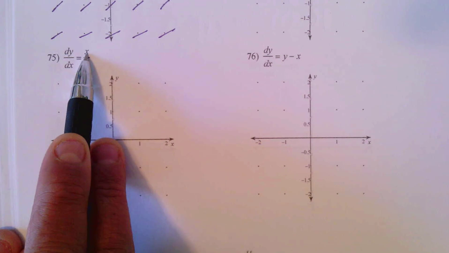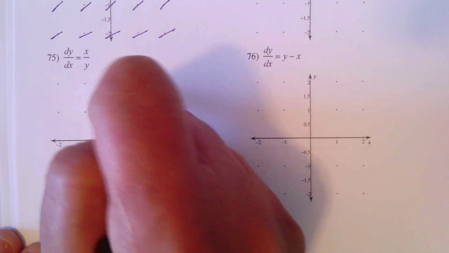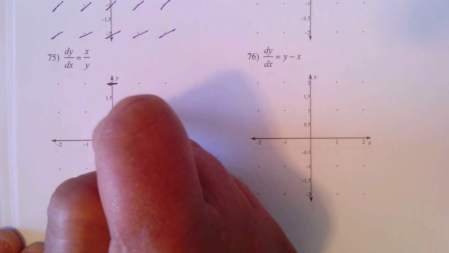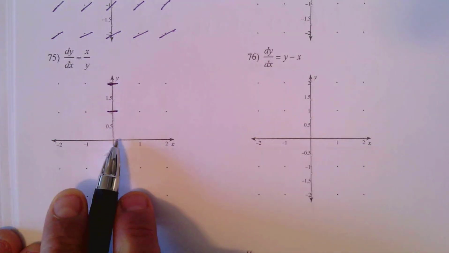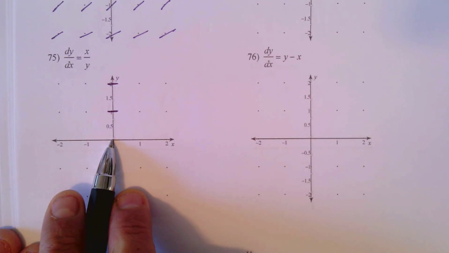And if x is 0, then we'd have 0 divided by y. That means that the slope is going to be 0. So here it's 0. Here the slope would be 0. Now we got to be careful. We don't draw anything here because the y value is also 0, so the slope would be undefined.